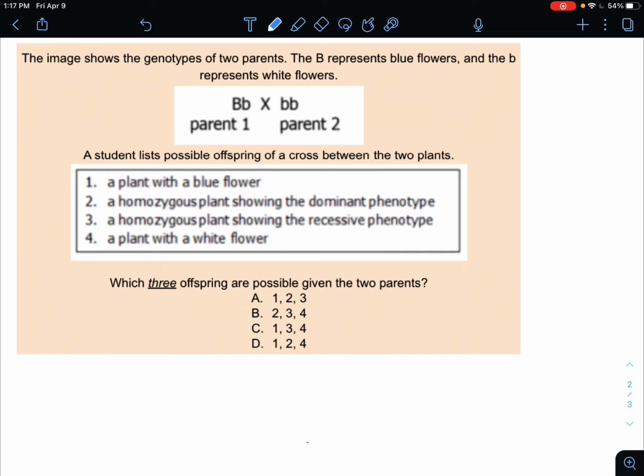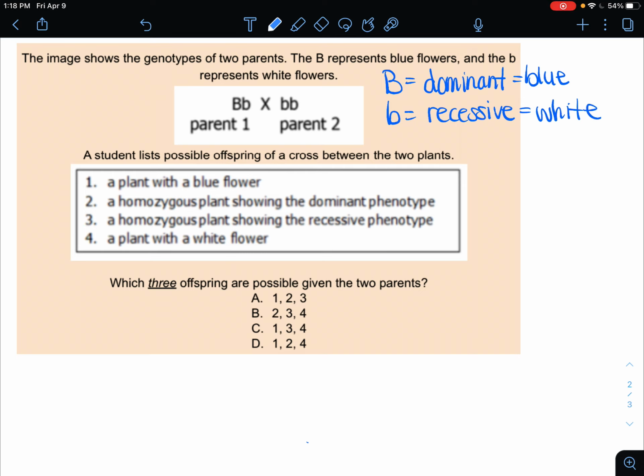So I know I said this on Thursday and Friday. Whenever they tell you which trait is dominant or which trait is recessive, you should write that stuff down because it's going to be super helpful if you do. So like it says, the big B, which means it's dominant, is for blue, and the little b, which is recessive, is for white.